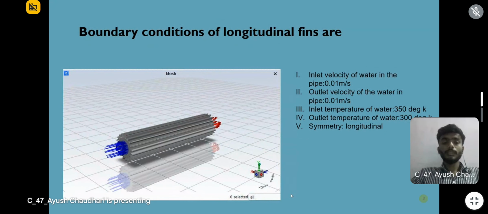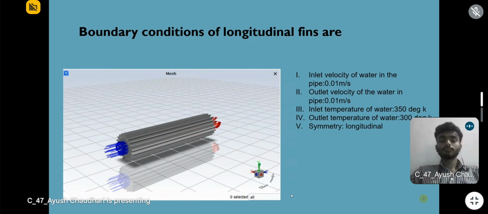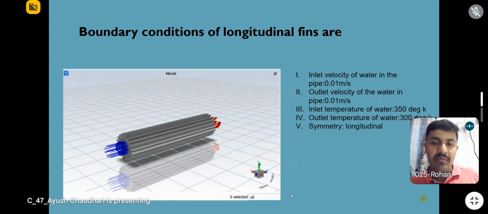Basically, the boundary conditions of the longitudinal fin are kept as follows. Inlet velocity of the water, that is the refrigerant, is kept at 0.01 meter per second, and the outlet velocity of the water is 0.01 meter per second. So the ideal conditions will be met, so we have kept those conditions.